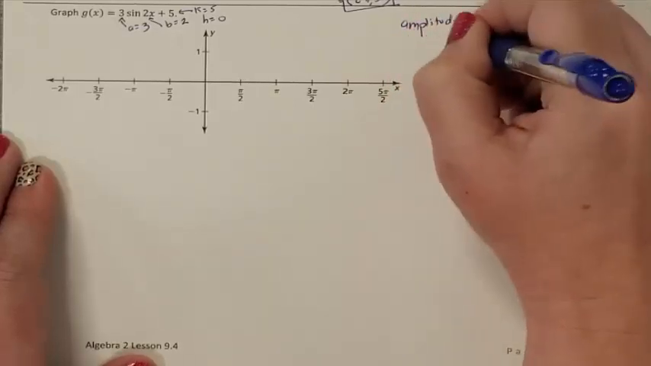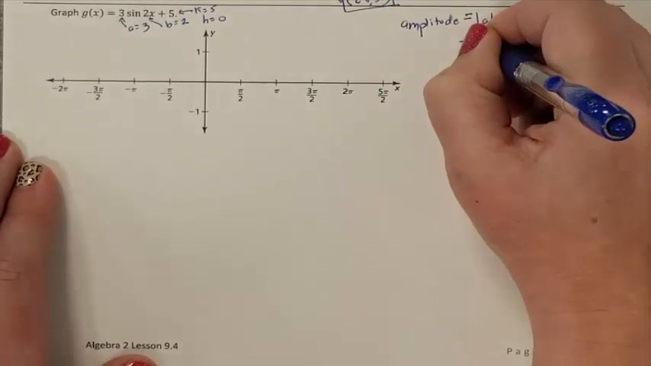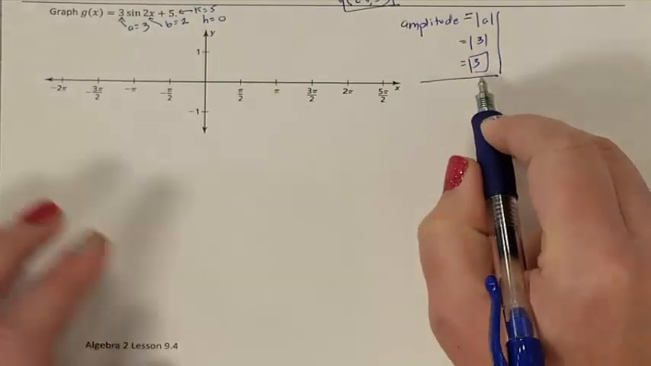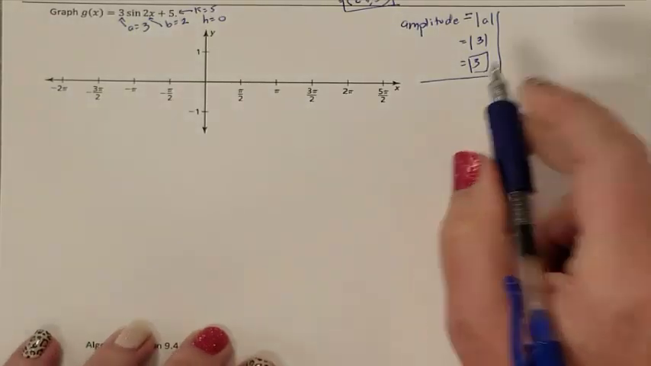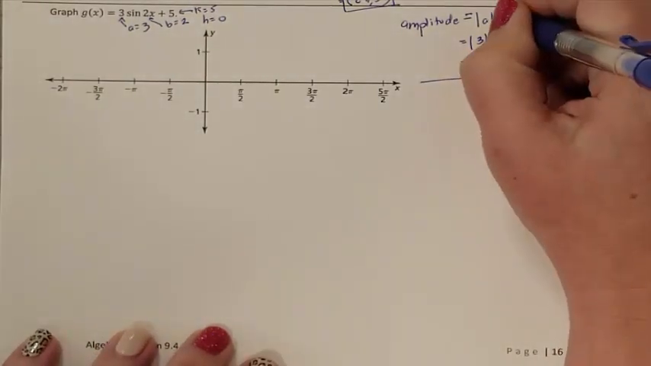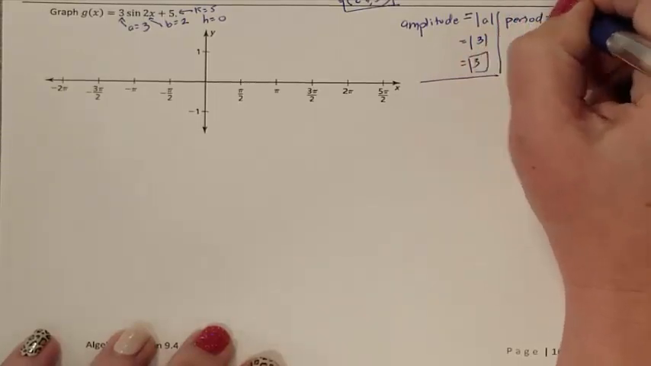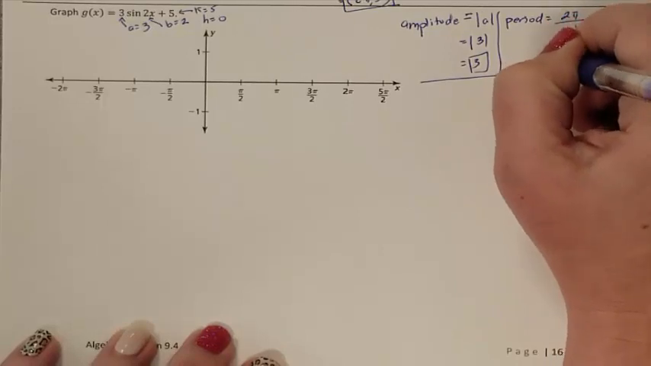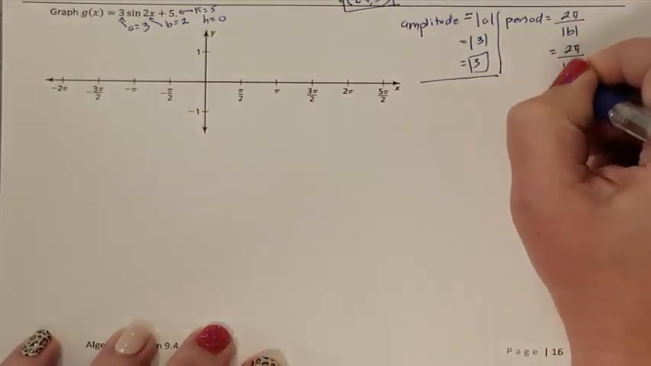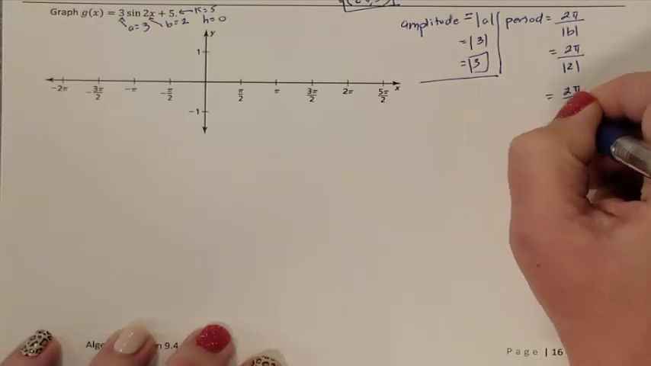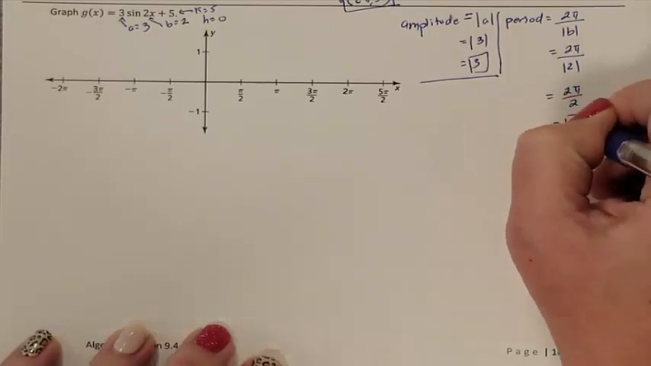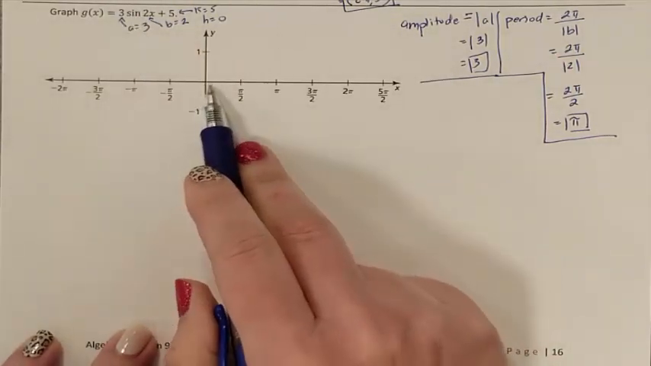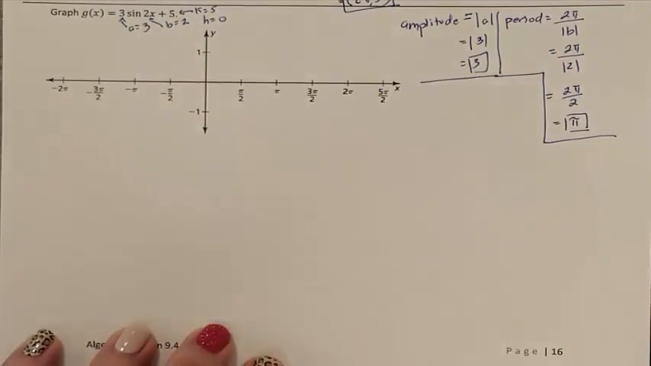Amplitude is the absolute value of A, which meant I'm looking at the absolute value of 3, which is 3. So I know I'm going to be 3 high from my midline, but I don't know where my midline is yet, so we still need to find that. My period is 2 pi all over the absolute value of B. So I have 2 pi over the absolute value of 2, which is 2 pi all over 2, which meant my period is pi. So that meant that my sine function will stop at pi and then start repeating again.